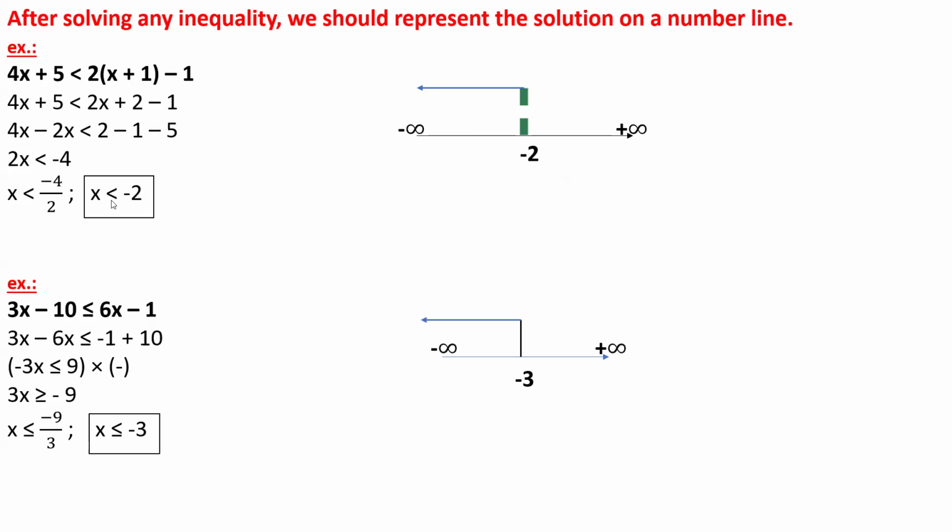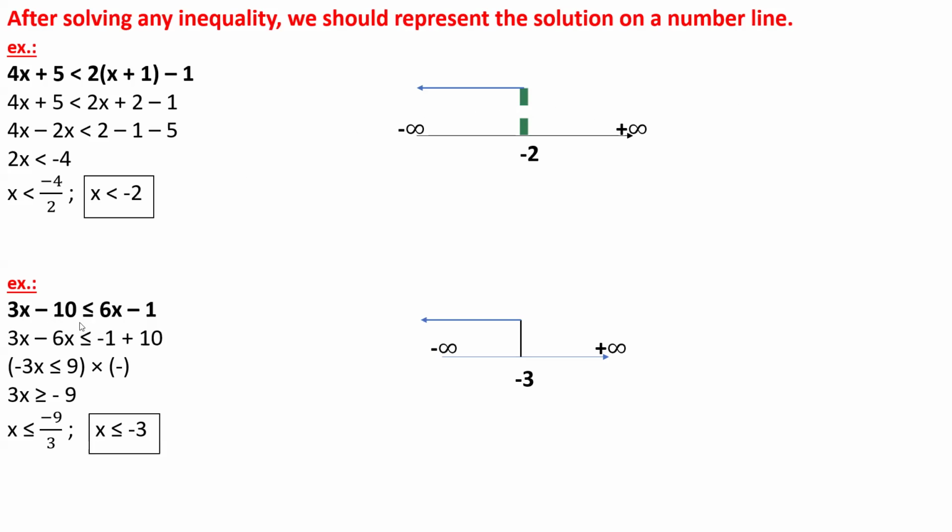Since here I do not have or equal, I make this dotted, not closed. I make dots. Now my solution goes towards the negative infinity since this is the less than. Always the less than goes towards the negative infinity. The greater than goes towards the positive infinity.